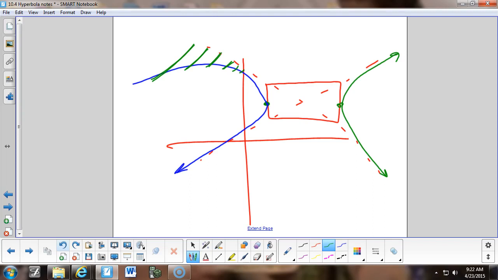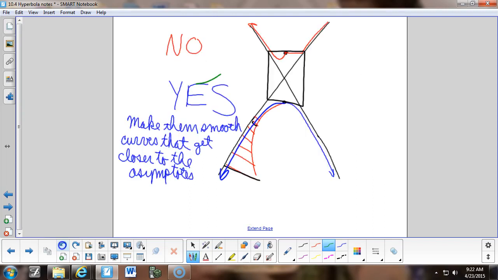Okay? Oh, I knew I had that somewhere. All right. So don't do any of these red things. Don't go straight sideways. Don't go backwards. Don't get farther and farther away from it. Should look like the blue one.